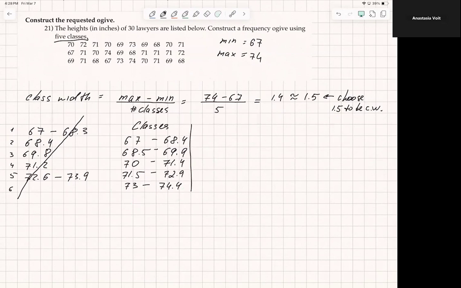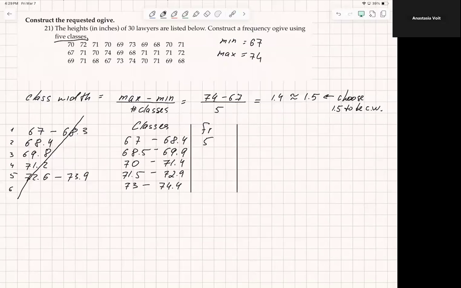So let me bring that down. Classes. Okay. Now, we want to construct the ogive, right? For the ogive, remember, this is the cumulative frequency. So we want to calculate the cumulative frequency of our data set. Before we do the cumulative frequency, it's a good idea to start with frequency and then just add them all together, right? So for the frequency, for the first class, we have 5 units, or five lawyers have a height between 67 and 68.4 inches.